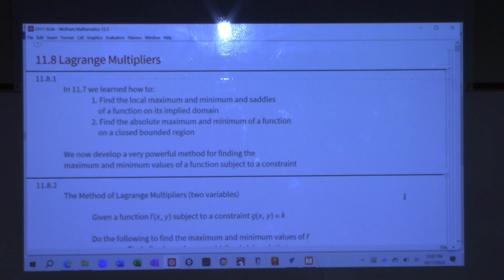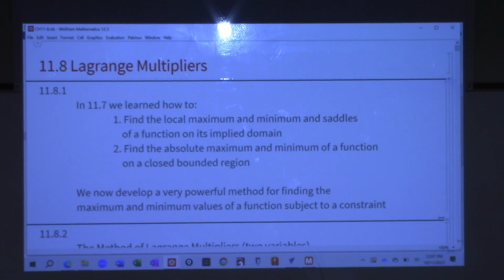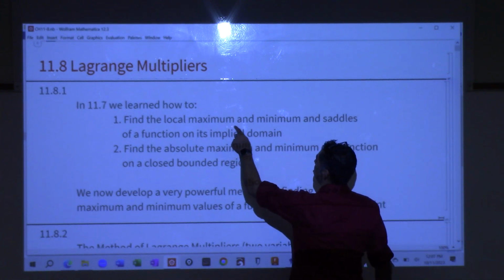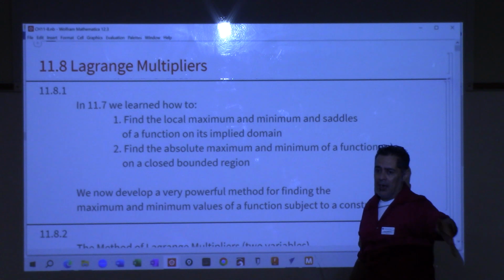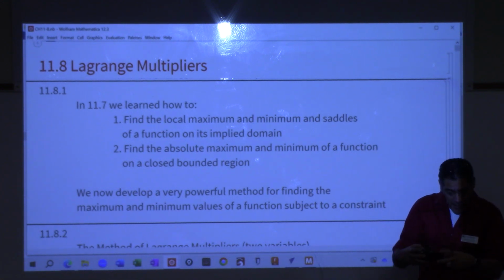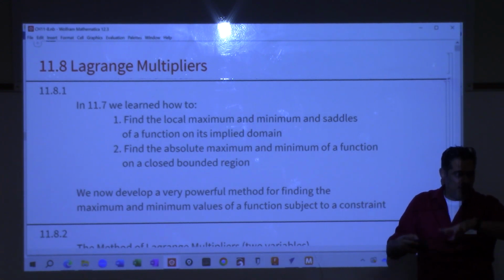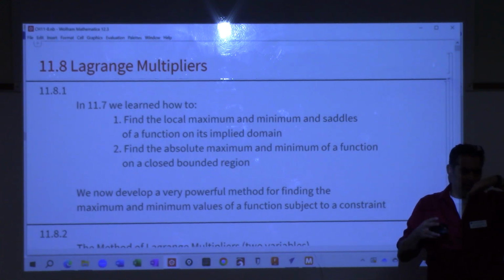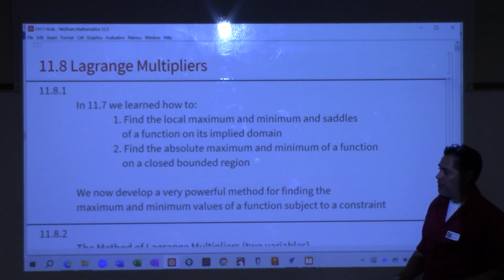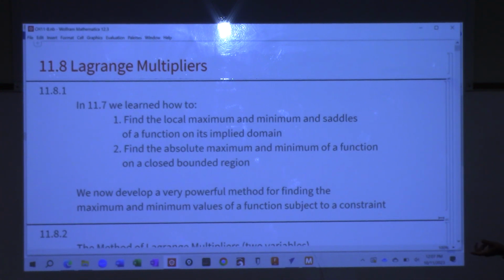All right, so what is it that we've done so far? Let's do a little recap of what we have up to this point. We can find the local maximums, local minimums, and saddle points of a function on its implied domain. If we're not restricting the domain to a closed bounded set, we can find the hilltops and valleys of our surface, and we use the computation of capital D.